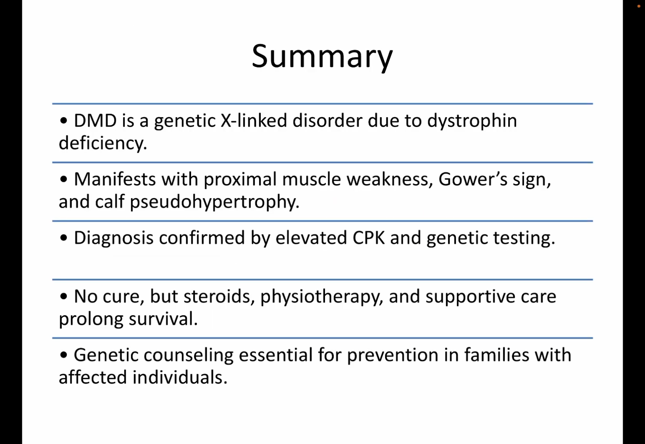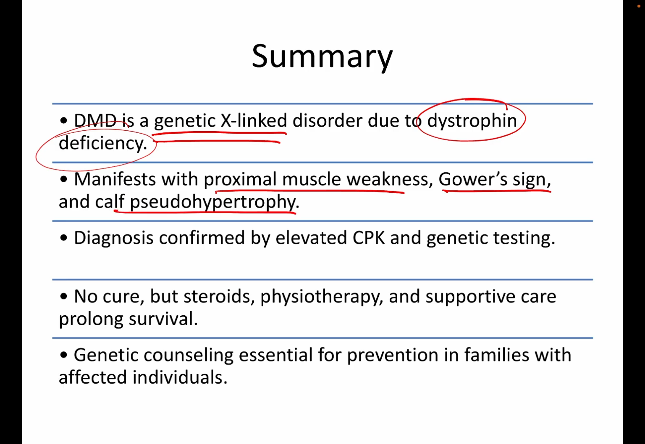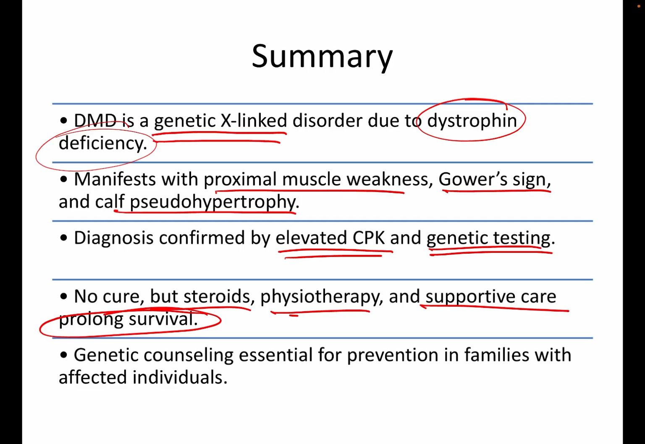Coming to the summary, DMD is a genetic X-linked disorder due to dystrophin deficiency, manifesting with proximal muscle weakness, Gower sign, and calf pseudo-hypertrophy. There is no cure, but steroids, physiotherapy and supportive care can prolong survival. Counseling is essential for prevention in families with affected individuals.